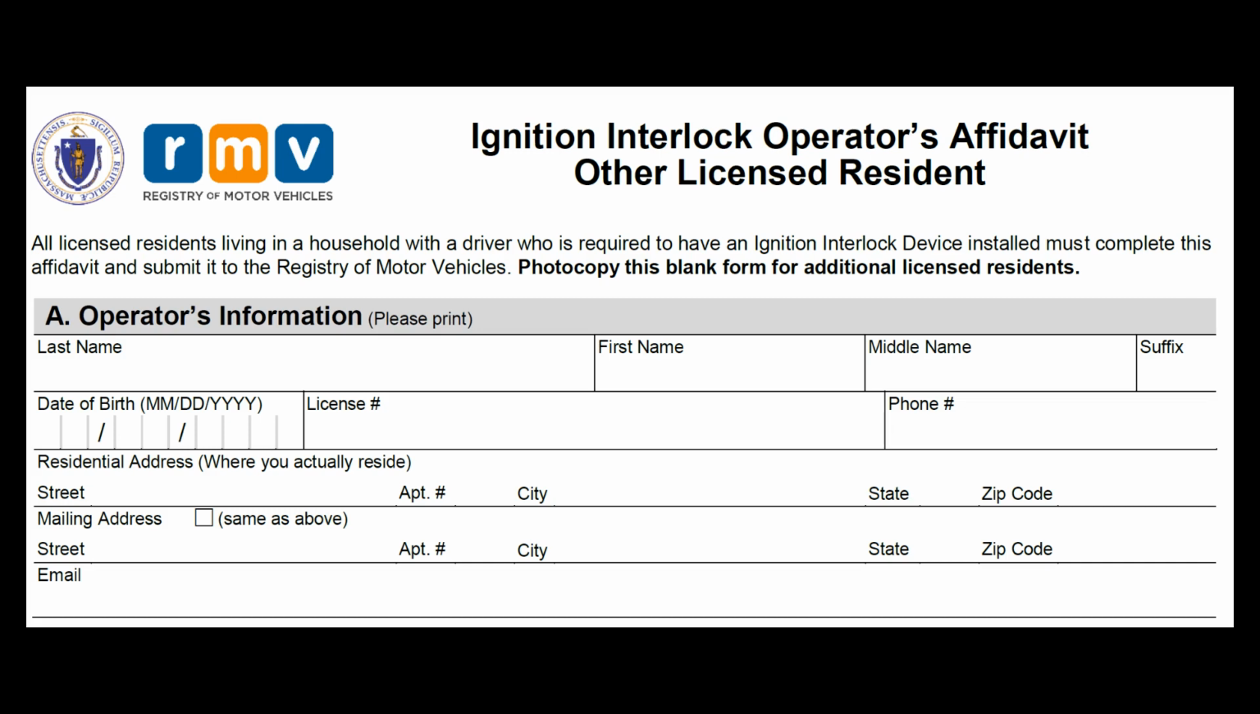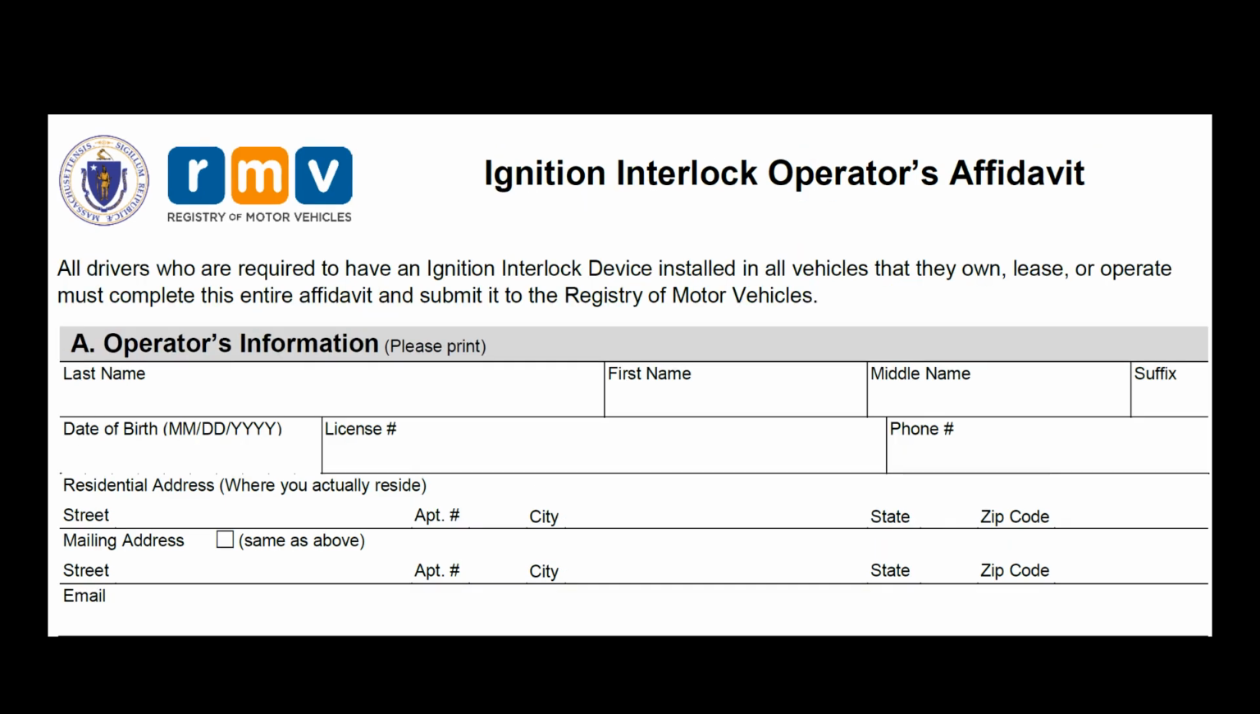That will normally be submitted along with your Ignition Interlock operator's affidavit. So there are two affidavits that need to be submitted to join the Interlock program in Massachusetts. One is the operator's affidavit, and the other one is the other licensed resident affidavit.